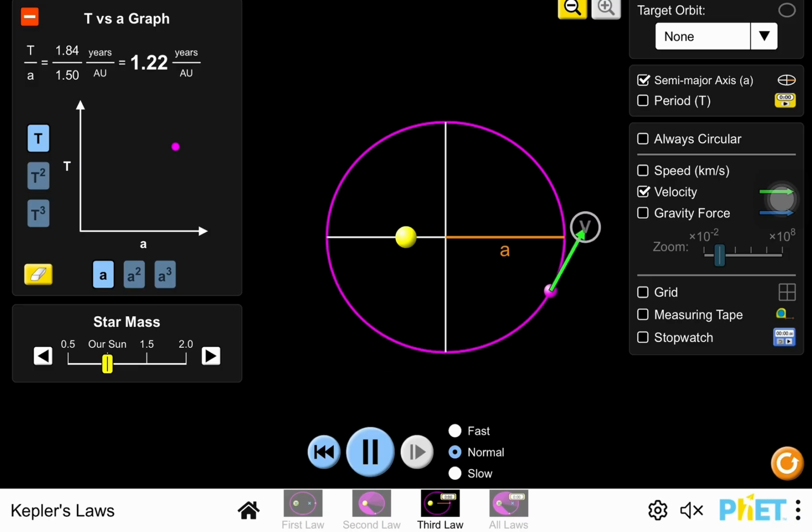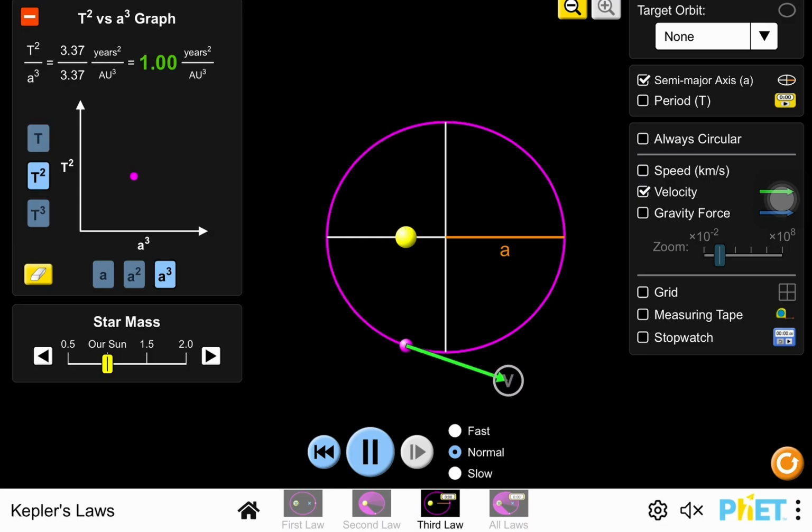So the time period for the revolution of the planet is given by the relation that the square of the time period will be directly proportional to the cube of the semi-major axis, that is a. So this is how the simulation takes place for this particular relation.